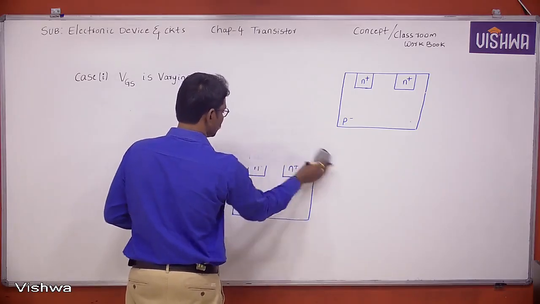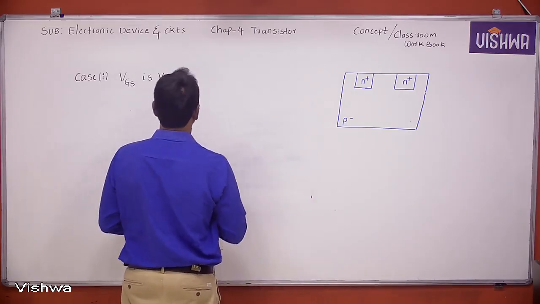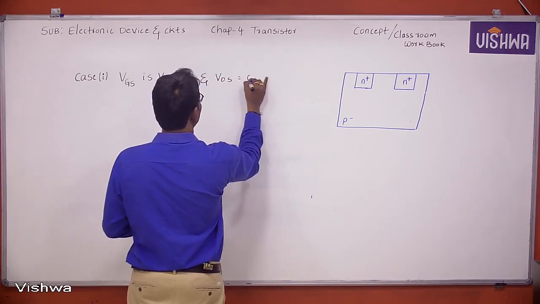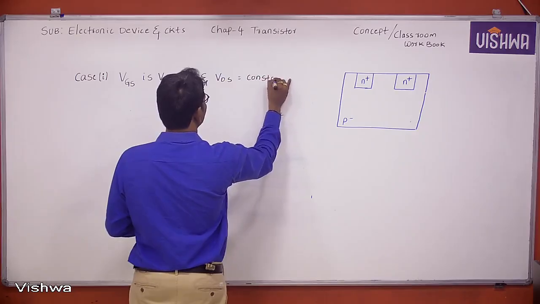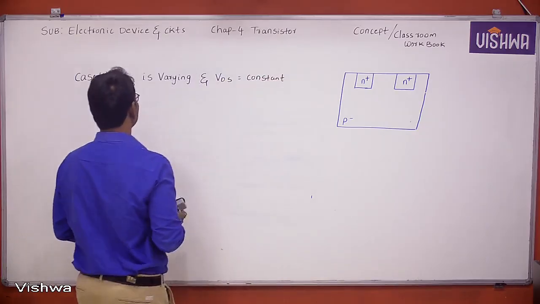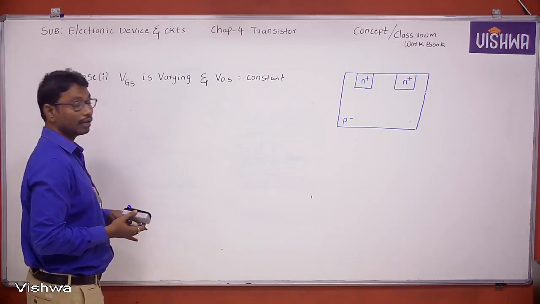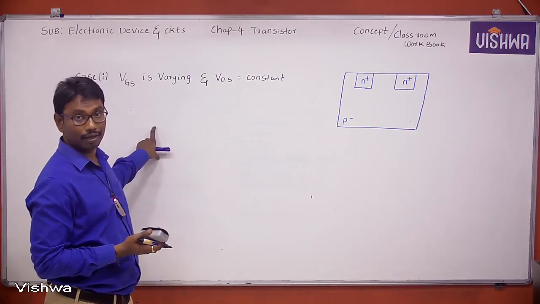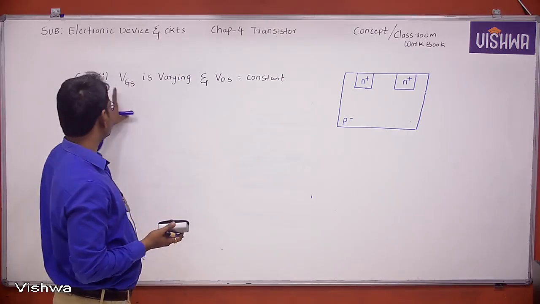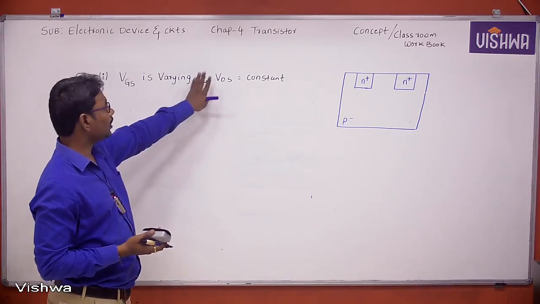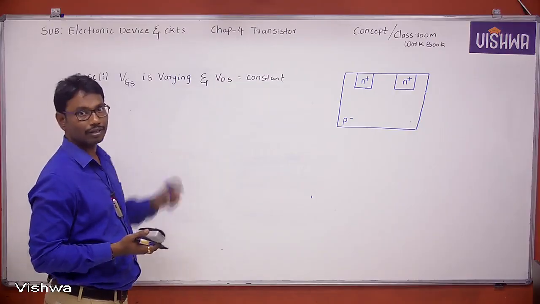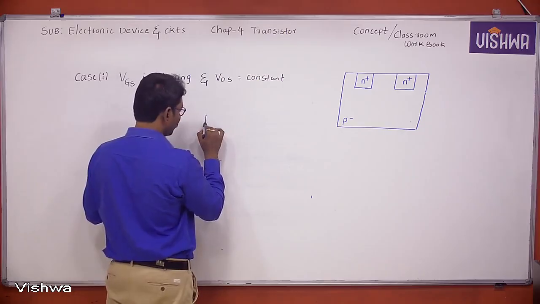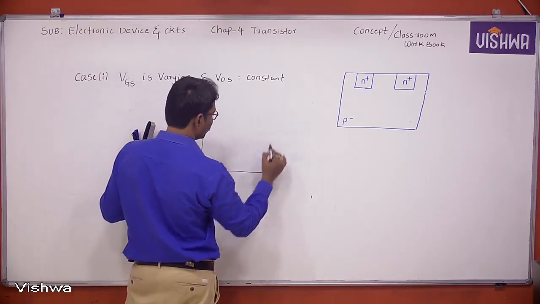And VDS is constant. Just now I told you. See, the complete operation of the MOSFET can be determined by two voltages, right? One is VGS, another one is VDS. Now, here I am explaining the working of the MOSFET in two cases. The first case, I start with VGS varying and VDS constant, right? See what happens. To explain this, again I am redrawing the MOSFET here.